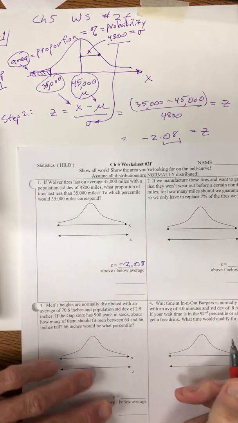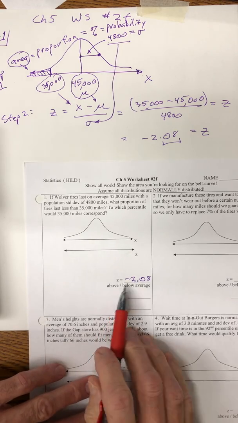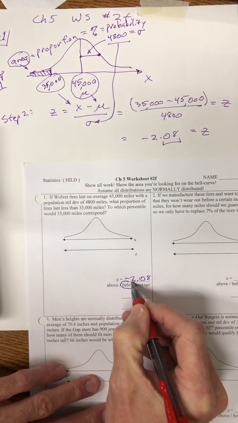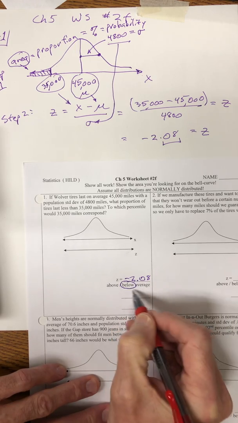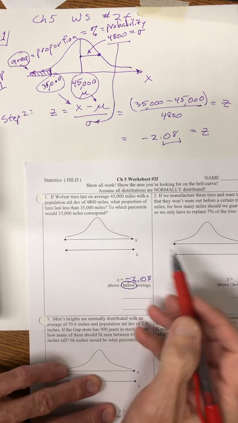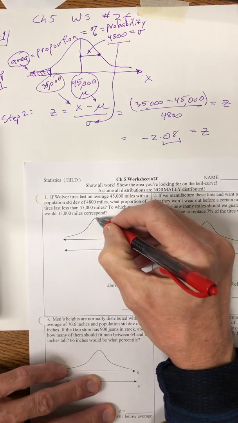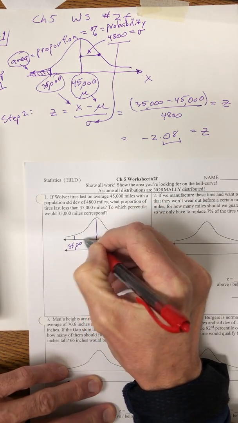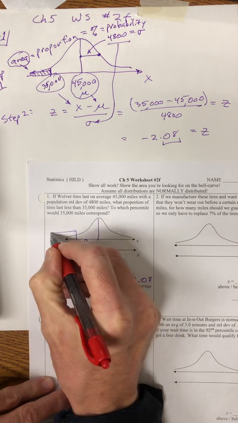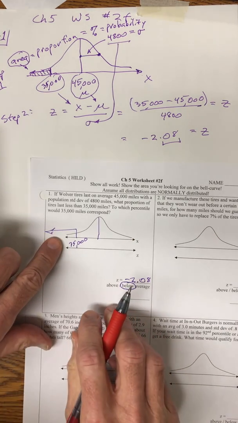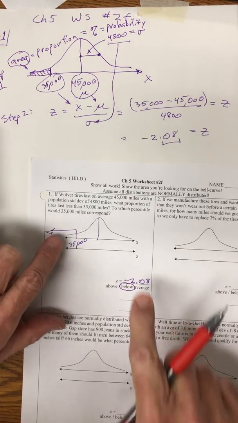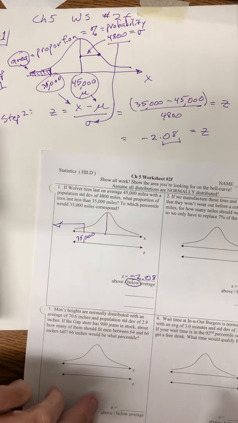Okay, you always have to do that. And then, because Z is negative, it's below average. So circle the below part of this. So you're telling me you know Z is below average because it's over here on the left part of the bell curve, okay? So that's below average. Above average is over on the right, below average is on the left, always, always.